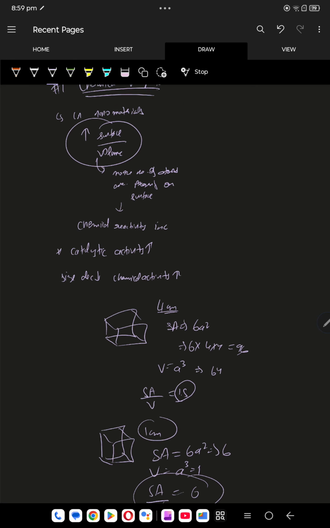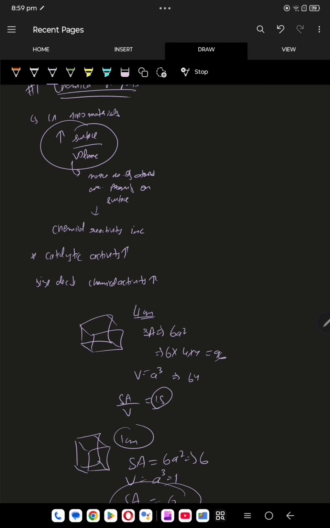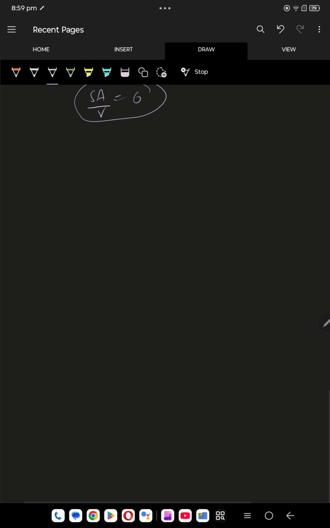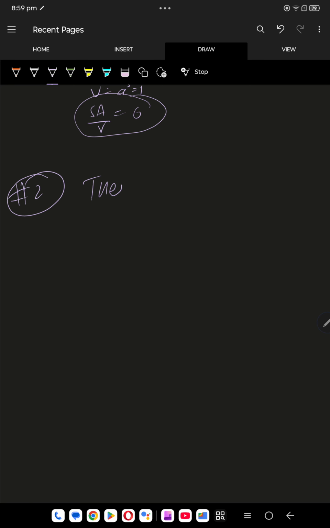As surface area to volume ratio increases, more number of atoms are on the surface, so they become more chemically reactive than bulk materials. Catalytic property helps to fasten any reaction. Size decreases, chemical activity increases. Okay, moving on to the next one, that is thermal property.